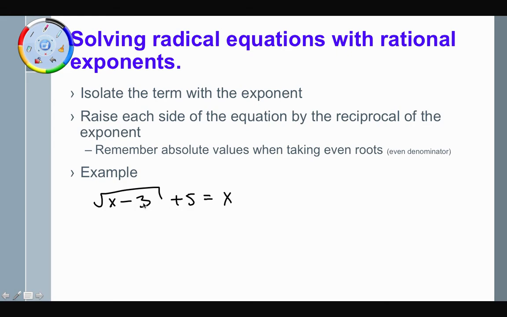Now, I didn't really make its own slide for this type of problem, but this type of problem requires us to FOIL. So we're going to minus 5, we're going to minus 5. And when we get this, we get the square root of x minus 3 is equal to x minus 5. Now, when we square both sides, I actually have to square both sides. And notice that the right-hand side is x minus 5 squared, which means you must FOIL.